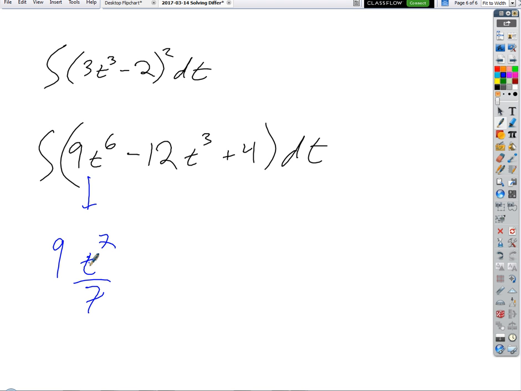Plus, we can just do this real quick. Minus, what's this one gonna be? t to the 4th over 4. 12 over 4 is 3, so we get a minus 3t to the 4th plus 4t plus c. Done.